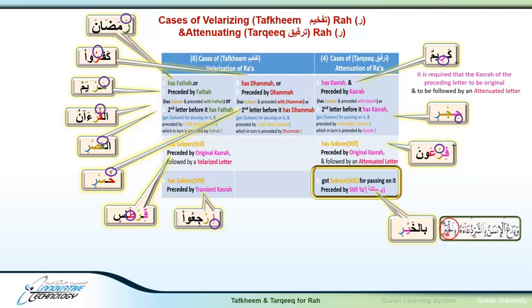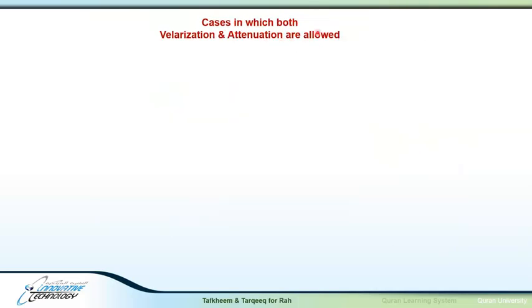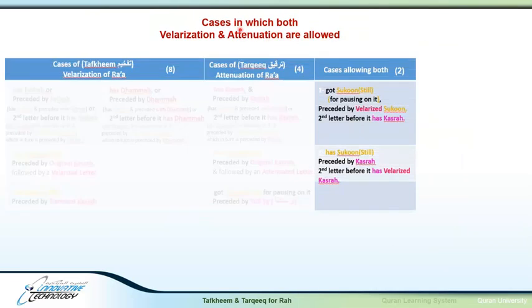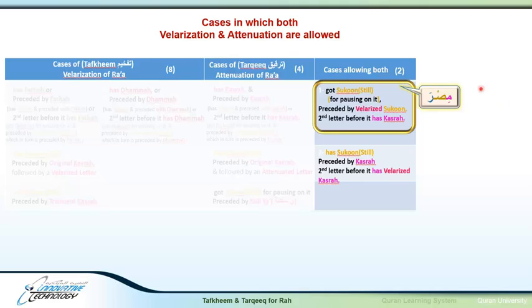بالخير. We notice that the ra has been attenuated. Now we're going to talk about the cases in which both velarization and attenuation are allowed. And we'll start with the first case, where we're going to take an example, Misr. In Misr, the ra, although it has a fatha, it will get sukoon, as we're going to see in the example, as we pause on it.